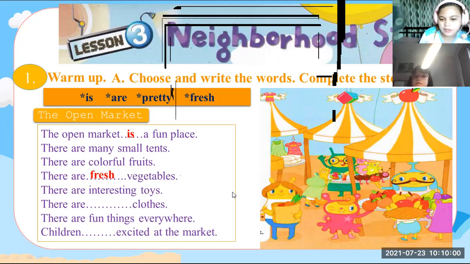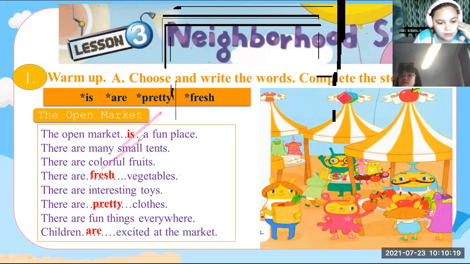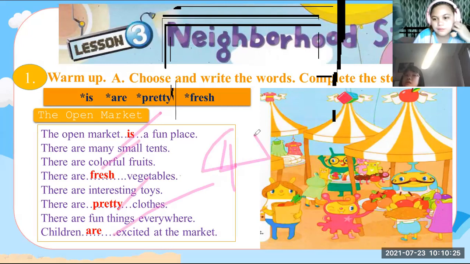Okay, children, what is it? Children are. Okay, are excited to the market. That is correct. Okay, so wait a minute. Let's put some tick here. So 1, 2, 3, and 4 points for you. Okay, next one, Han.